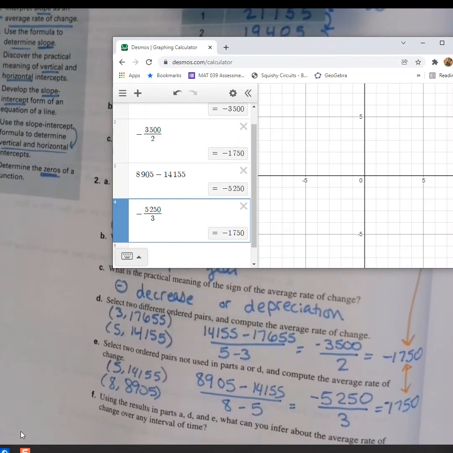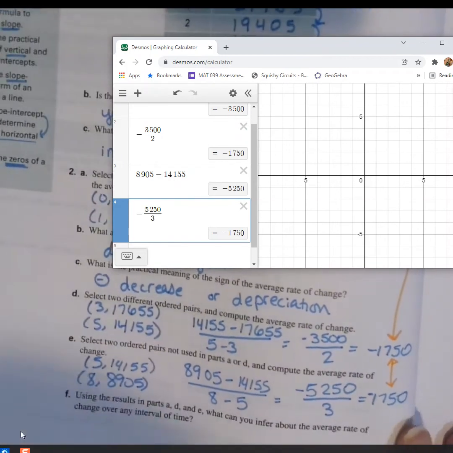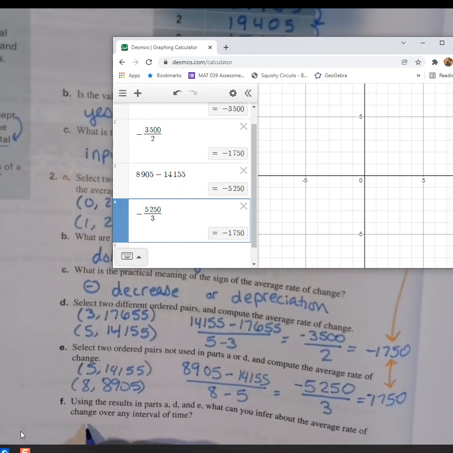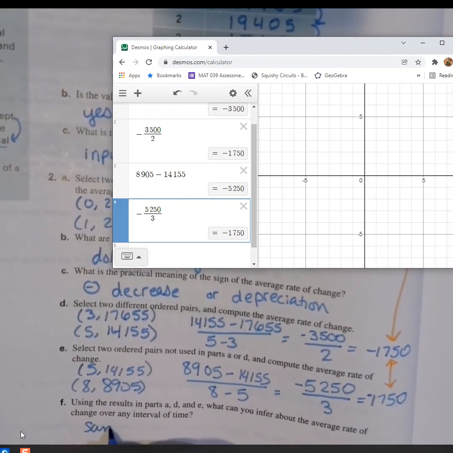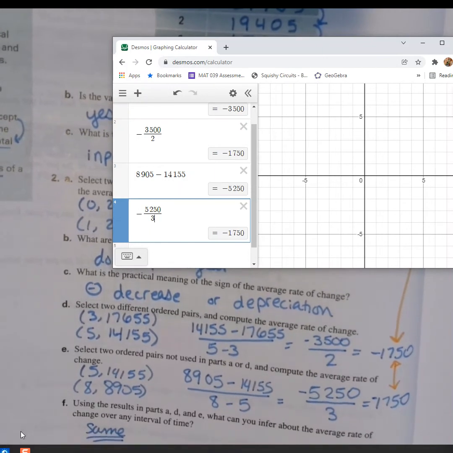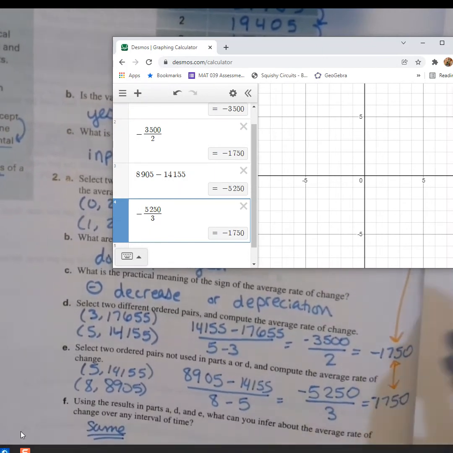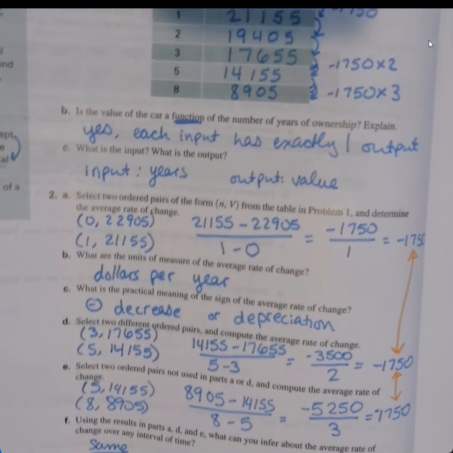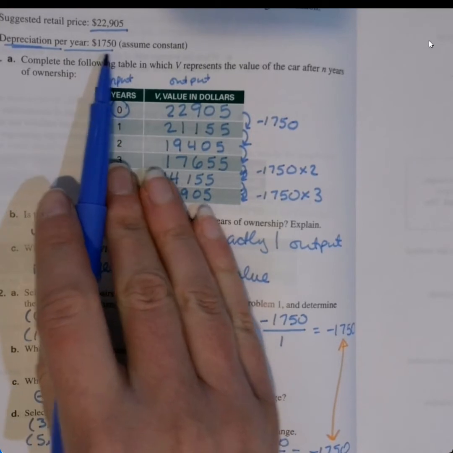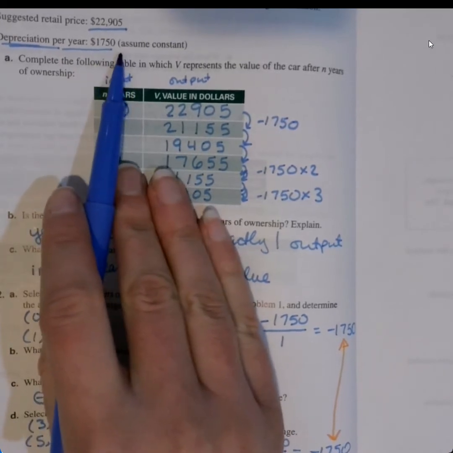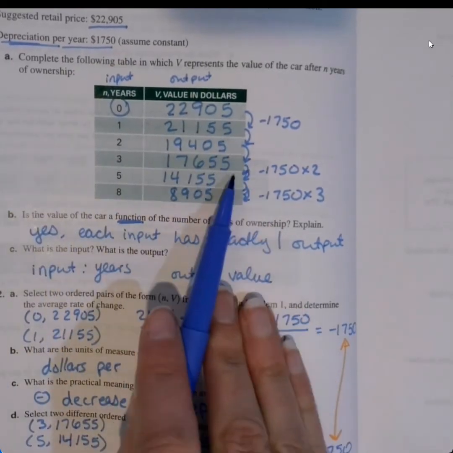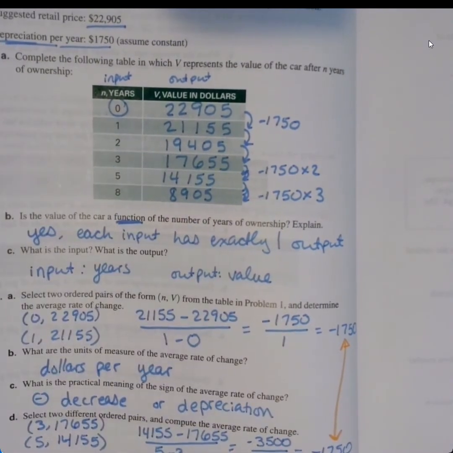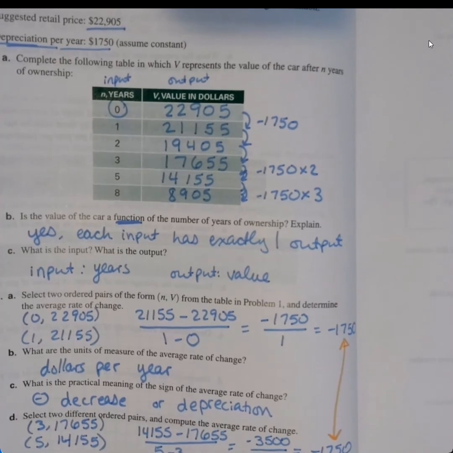All right, so our conclusion in part D, what can we infer about the average rate of change over any interval of time right here? It's going to be the same over any interval. And the value that it is, is the depreciation rate that we were given up at the top. Let me get rid of my decimals window here. It's our depreciation rate. So this value up here, because we were using that to calculate the value, is the depreciation rate. That is the amount lost per year. So we should have expected that we would have gotten the same.